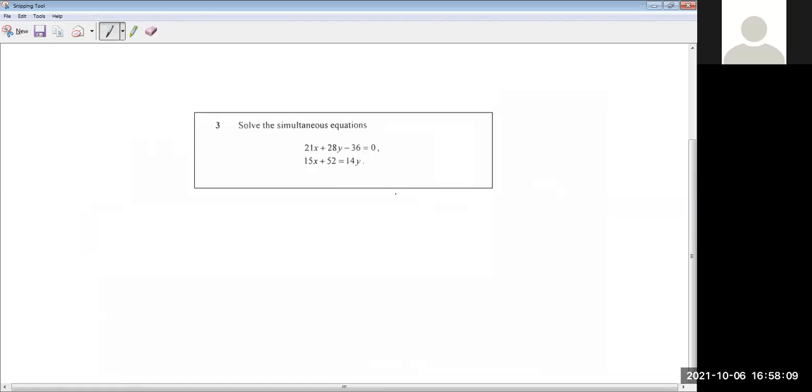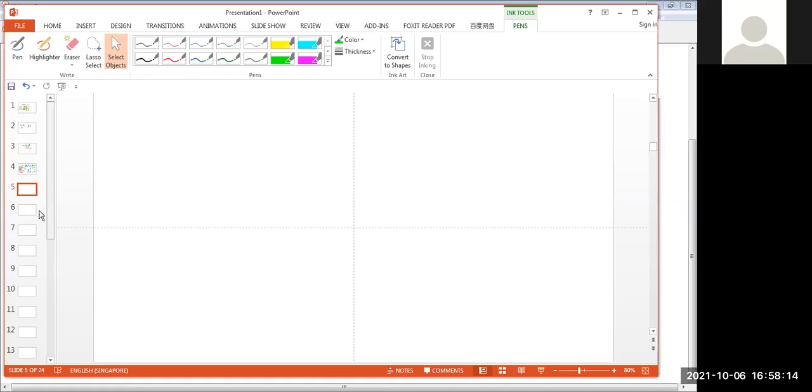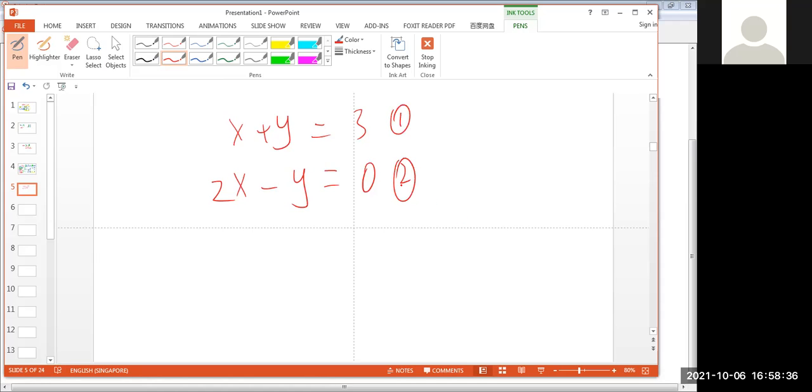Before we do this question, let's do a simpler question so that you understand the concepts behind first. Let me start with this. Can you see this is your equation 1, this is your equation 2. So basically you have 2 equations. How do you solve this question? Any idea?